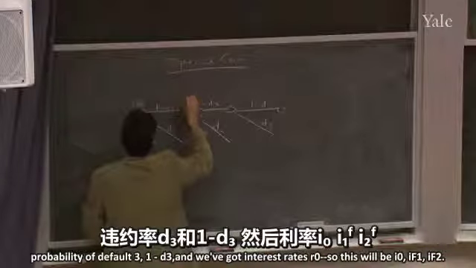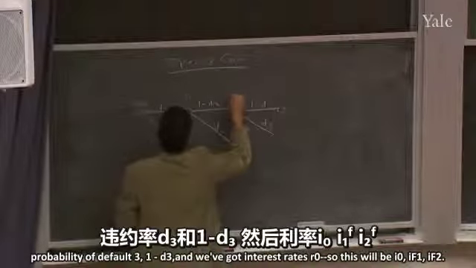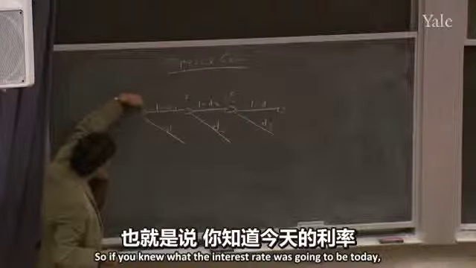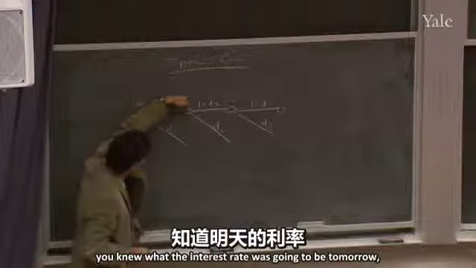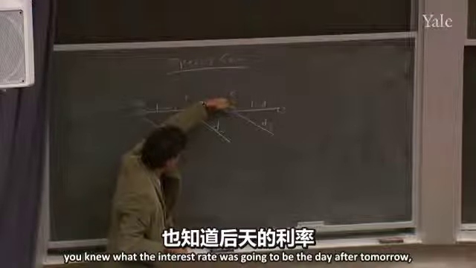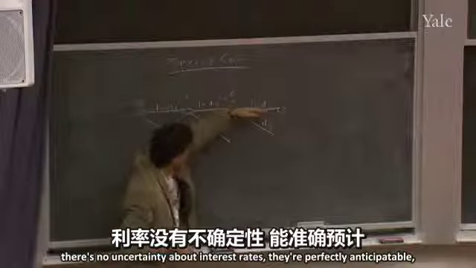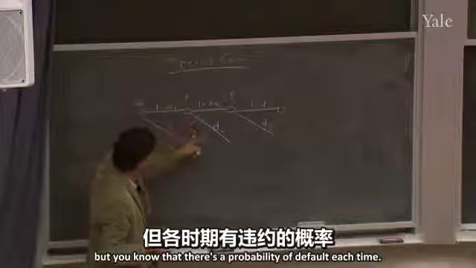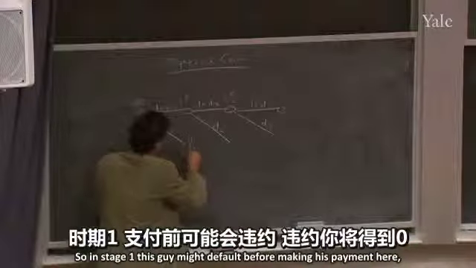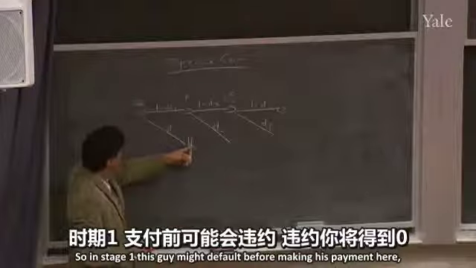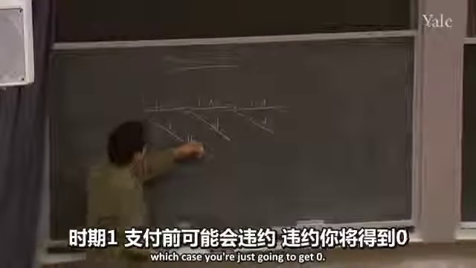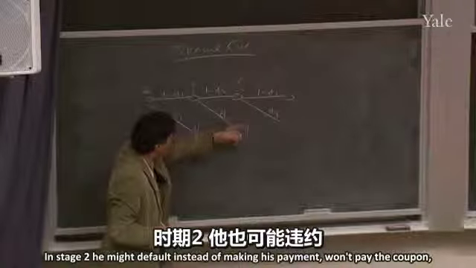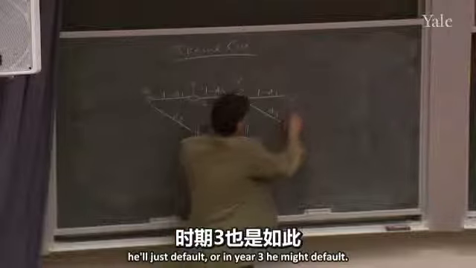I0, IF1, IF2. Okay, so if you knew what the interest rate was going to be today, tomorrow, and the day after tomorrow, there's no uncertainty about interest rates, they're perfectly anticipatable, but you know that there's a probability of default each time. So in stage 1, this guy might default before making his payment, in which case you're just going to get 0. In stage 2, he might default instead of making his payment, won't pay the coupon, he'll just default, or in year 3, he might default.